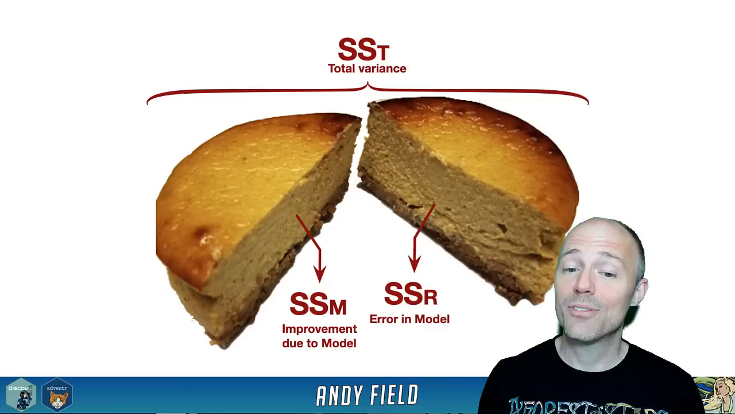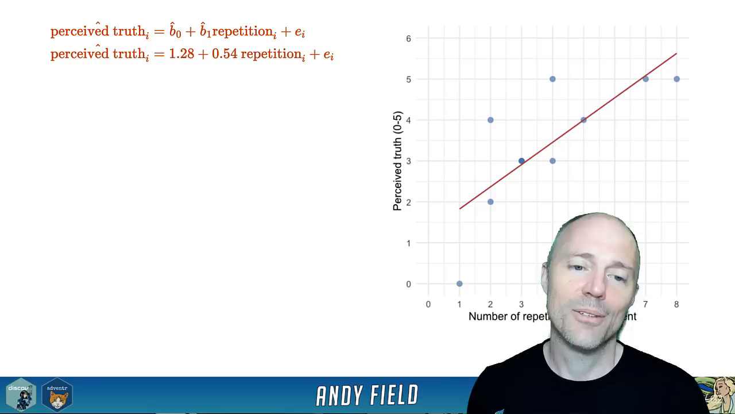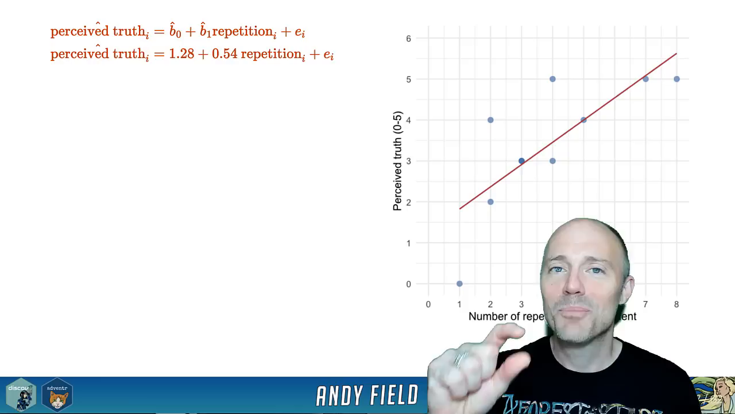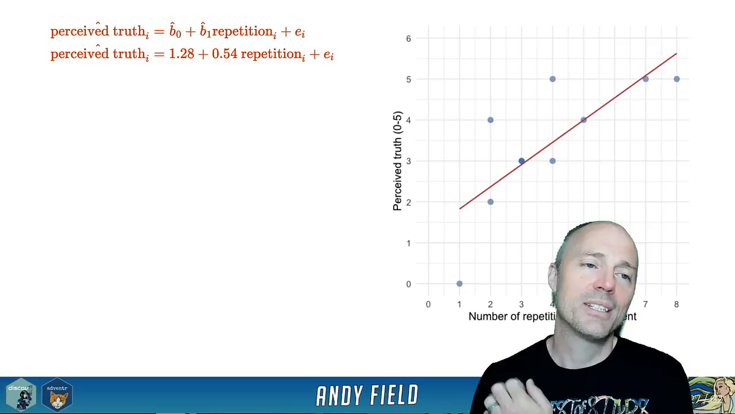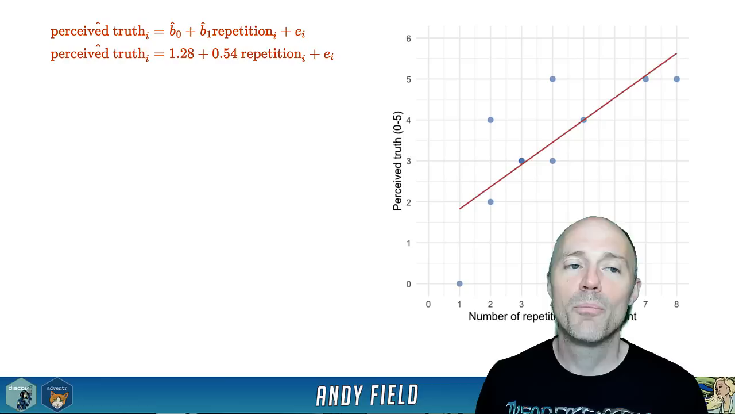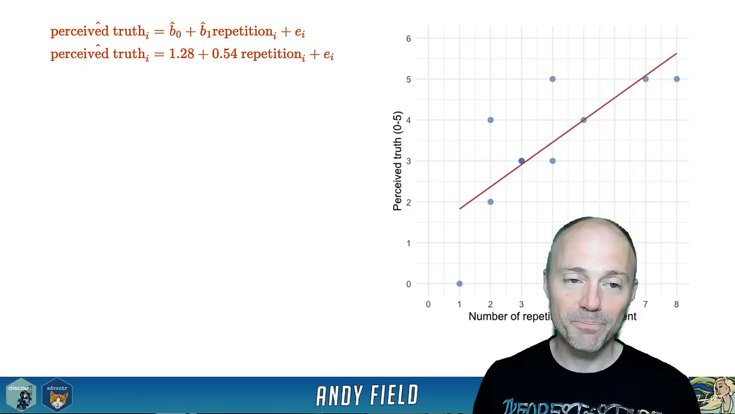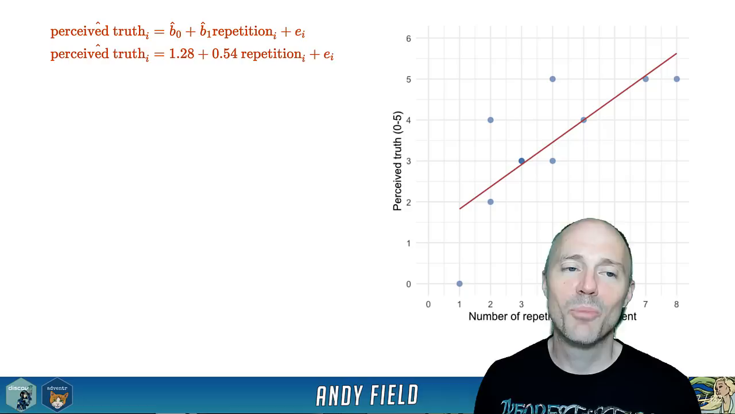So here's a version of the model, because I'm trying to keep to a small number of scores. The model is perceived truth being predicted from repetition, the number of repetitions of a statement. So there are betas attached to repetition, and there's an intercept, a beta 0, that tells us the perception of truth when there are no repetitions. If you fit the model, the betas have values of 1.28 and 0.54, and the graphic just shows you what the model looks like.